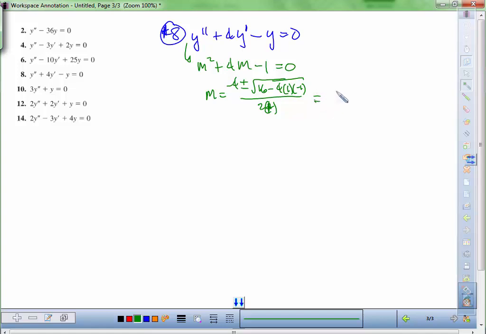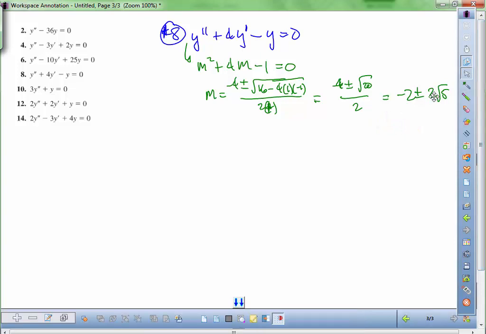And what do we get? We get -4 plus or minus, what do we get inside of the square root? What's our discriminant? Square root of 20 over 2. And we could take out a 4, so that's root 5. So this becomes -2 plus or minus 2 root 5. Yeah. So let's get rid of that too.